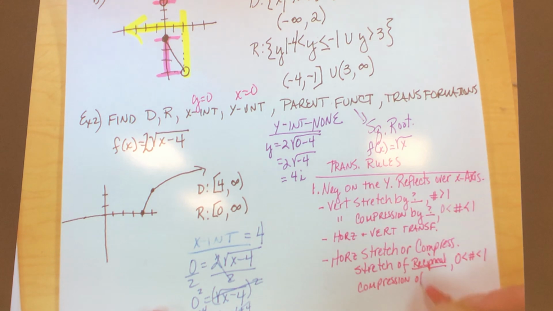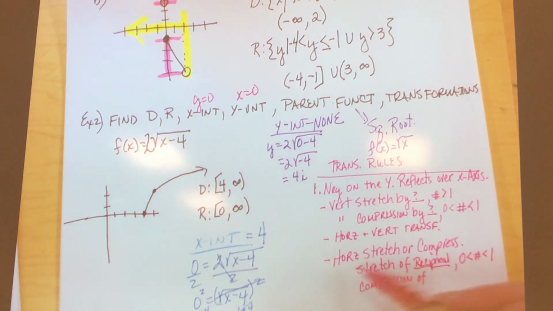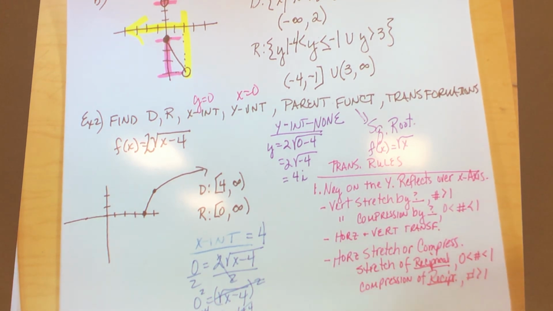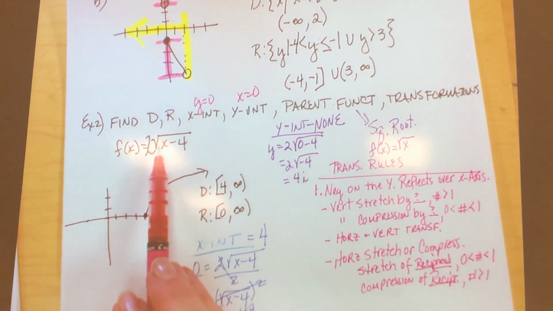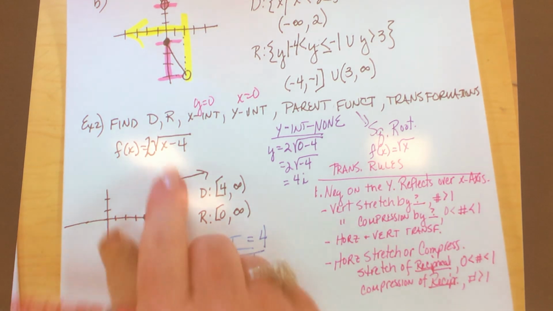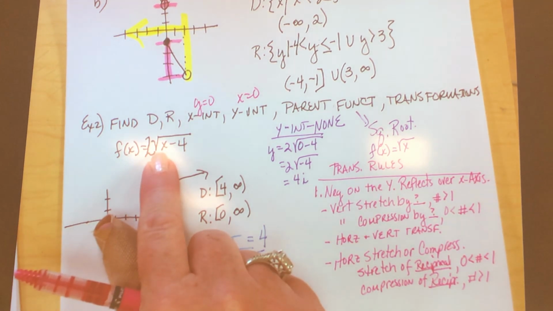Say a stretch as if it's little, because this is with an X. The X's always do the opposite. A compression of, it would also be the reciprocal, and that time your number would be greater than 1. So if it was 2, it'd be a compression of 1/2, because we take the reciprocal. If the number inside here was 1/4, it would be a stretch of 4.